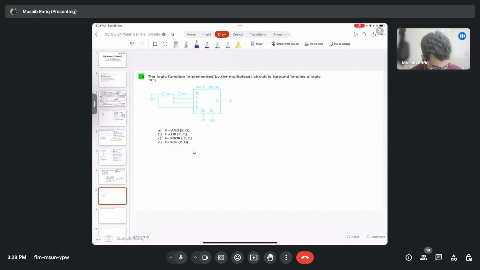So the question states that the logic function implemented by the multiplexer circuit where ground implies logic 0 is, so you need to find out the logic function implemented by the following circuit. It should not take more than 2 minutes. So please type in your answer, only the correct option. Afterwards, I'll show you the solution.